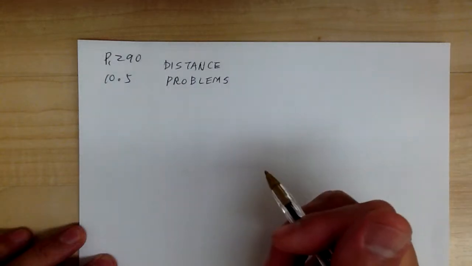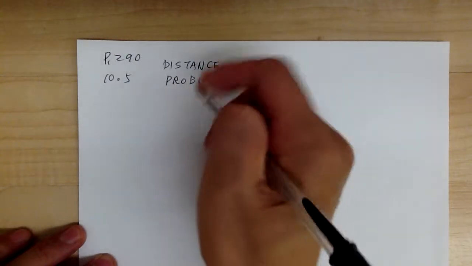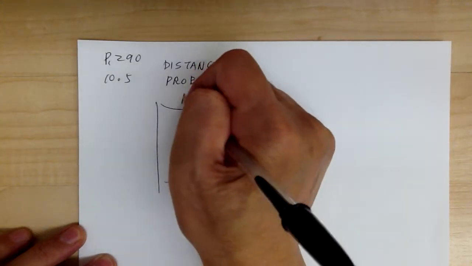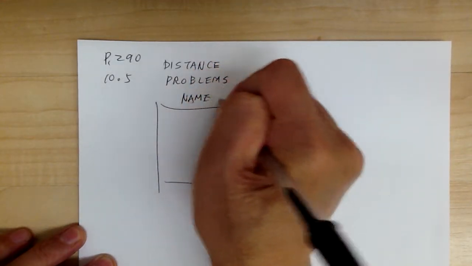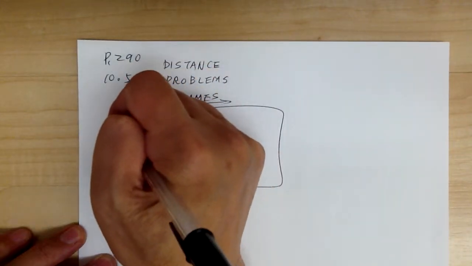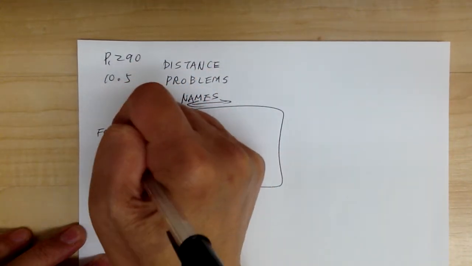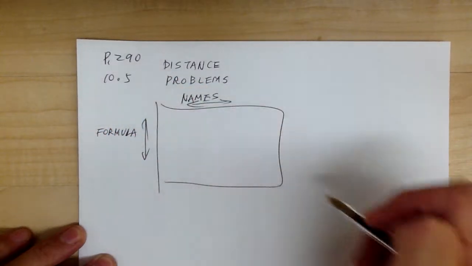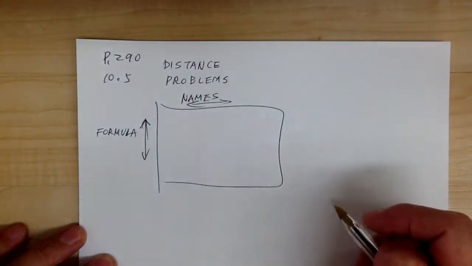And when you're making a table, you do the same thing. When you have the table, whatever the names are, like the name of the trip, you always want to make the names go across the top, and the formula always goes up and down. Okay, so that would be a little bit easier.